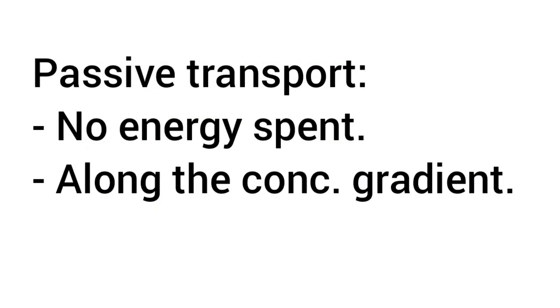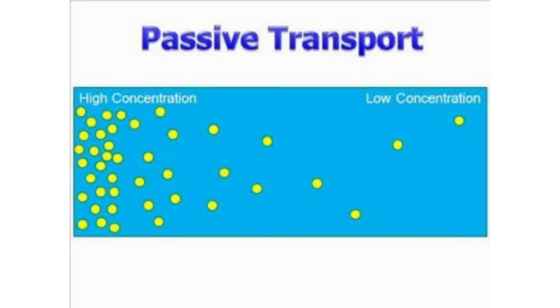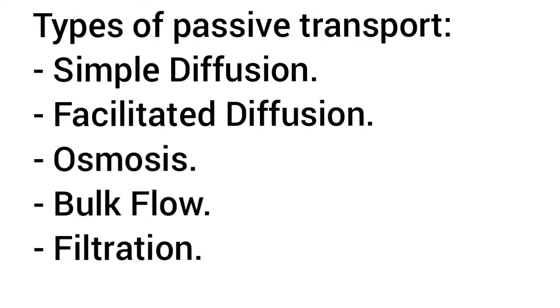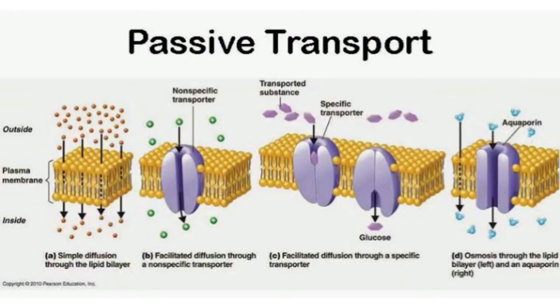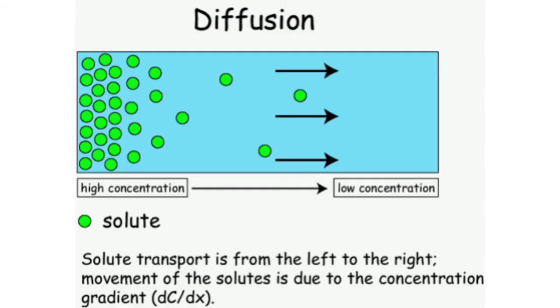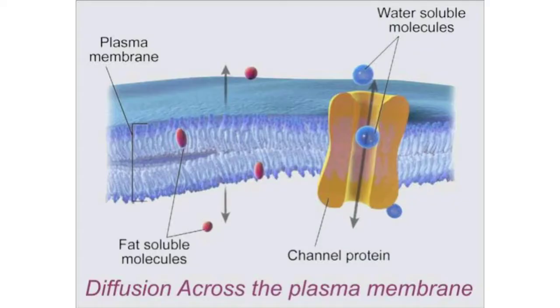Passive transport. Here there is no energy expenditure and the molecules are transported from a higher concentration region to a lower concentration along the concentration gradient. Types of passive transport are simple diffusion, facilitated diffusion, and some special types. They are osmosis, bulk flow, and filtration. Now simple diffusion. Simple diffusion is movement of molecules from higher concentration to lower concentration.